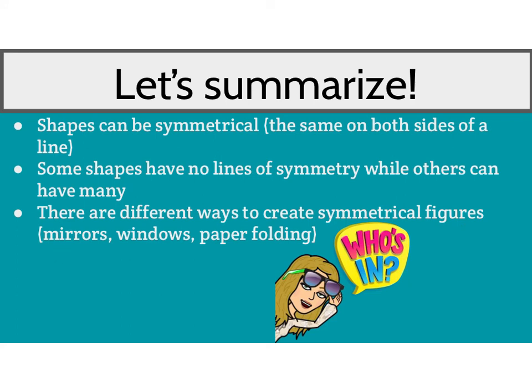We can use mirrors, windows, and paper folding. I didn't talk much about windows, but what you can do is take a drawing that you've got on one side, fold your paper in half, and put it against a window, and you can trace that other side. And then, of course, mirrors, which takes a certain kind of mirror that we don't have to use virtually, but in class we have mirrors that can also be used to create symmetrical drawings as well.